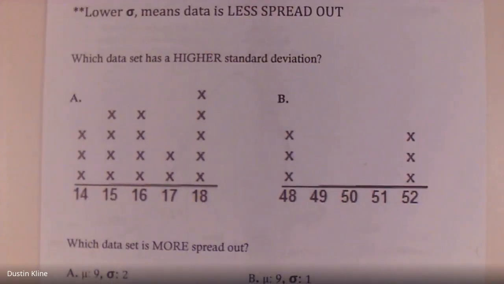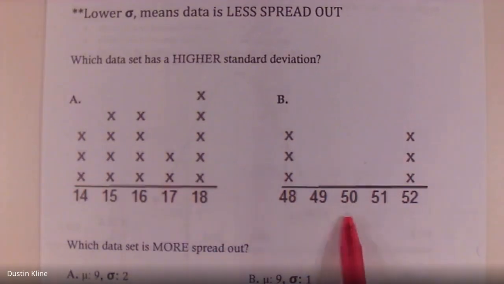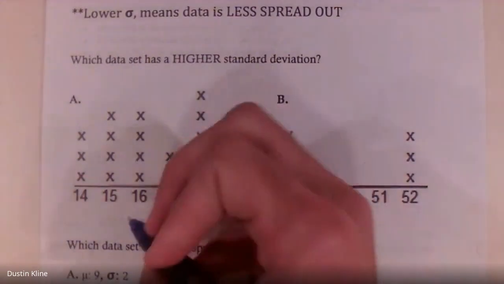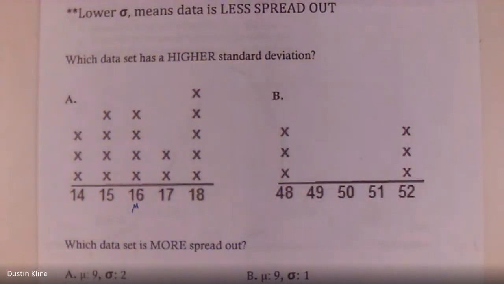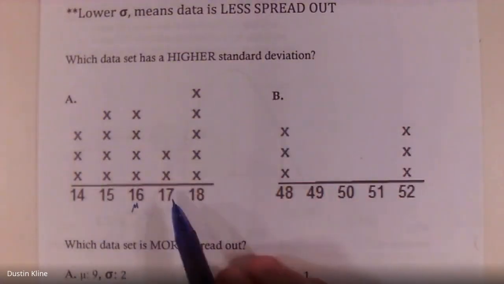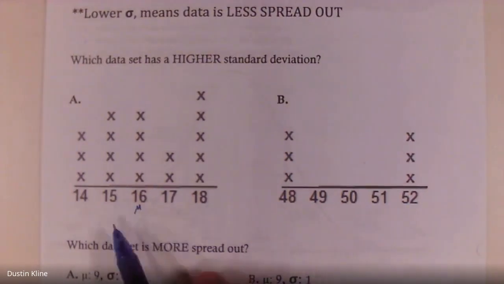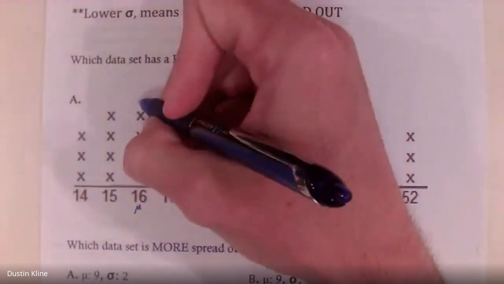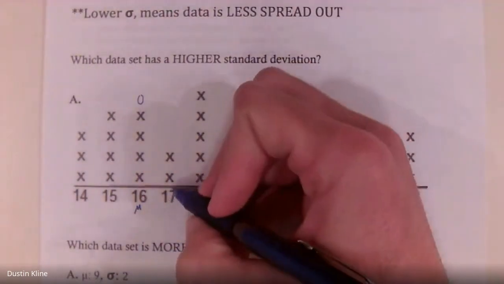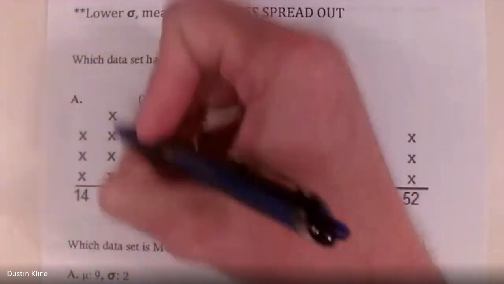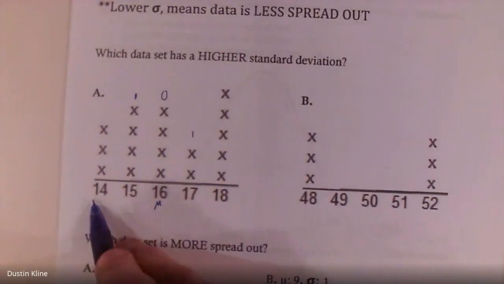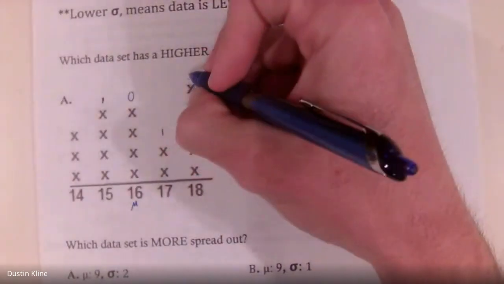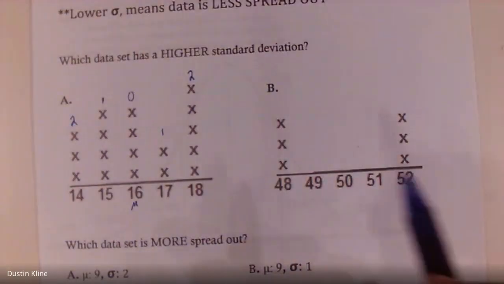The first question asks us, which data set has a higher standard deviation, A or B? When we look at A, the approximate mean is 16. It might not be exactly, it's a little weighted toward the 18, but approximately our mean is about 16. Then you look at your data points and ask, how far are they from the mean? All of these data points are 0 units away from the mean. Our 17 data points are 1 unit away. Our 15s are 1 unit away. And then our 14s and our 18s are each 2 units away from the mean.